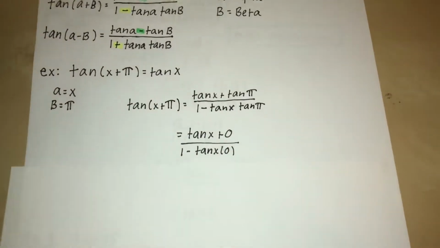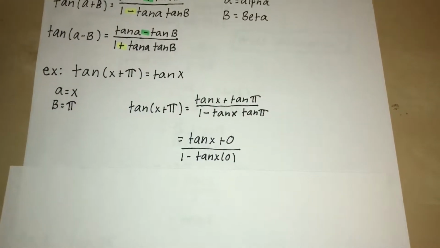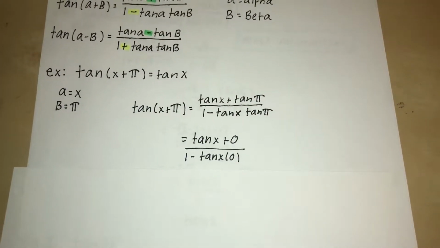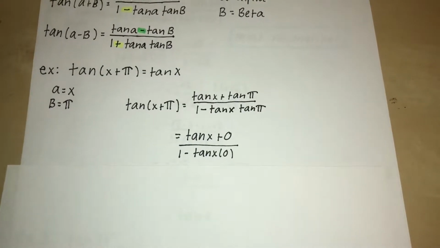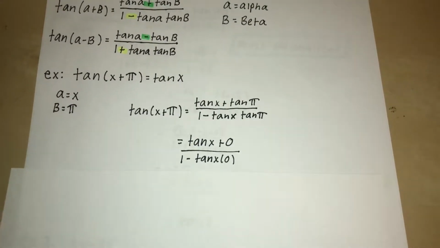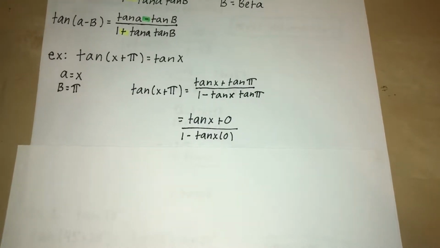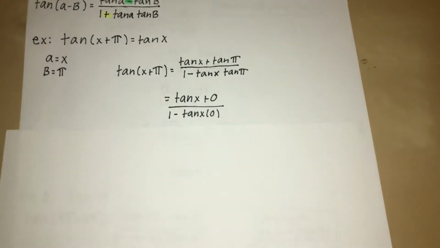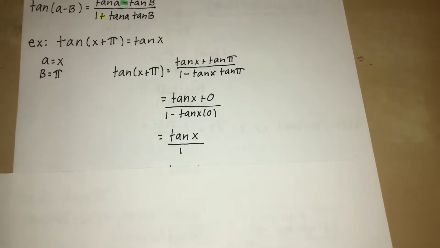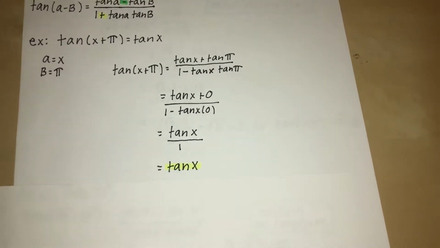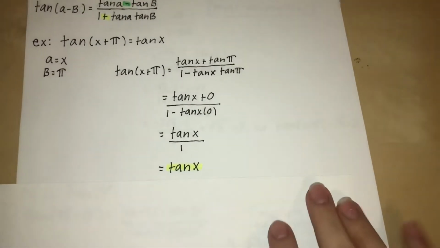So since tangent of x is a variable, you're going to keep it as tangent of x. And tangent of pi will be 0 over negative 1, so that'll become 0. So that'll be tangent of x plus 0 over 1 minus tangent of x times 0. Just giving you tangent of x over 1, which will give you tangent of x, which is what it says up there.